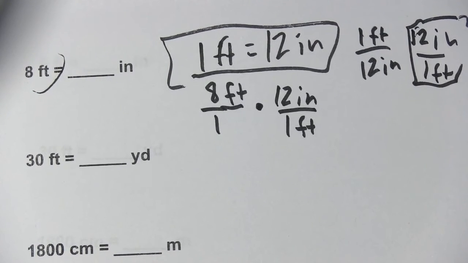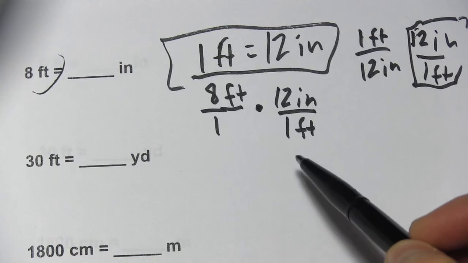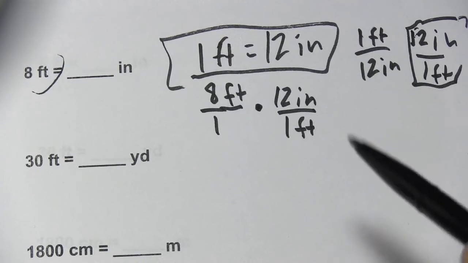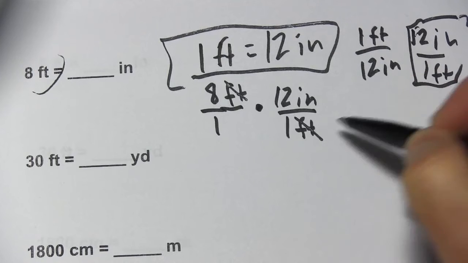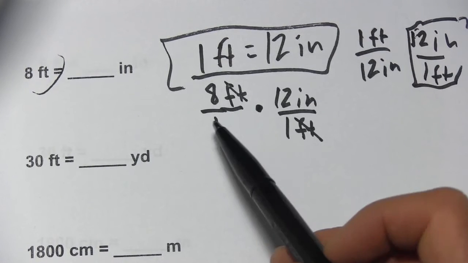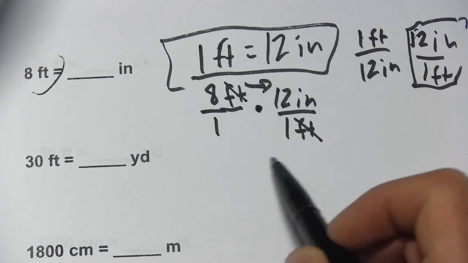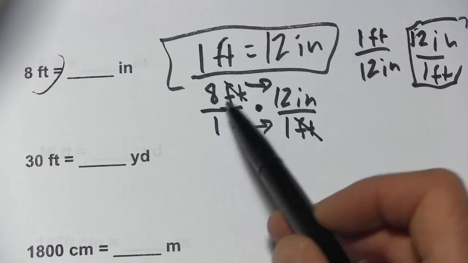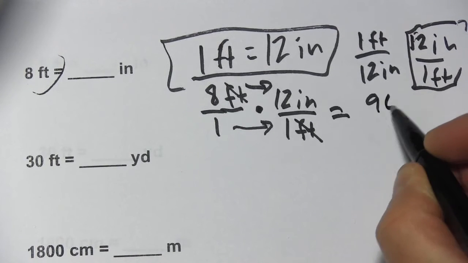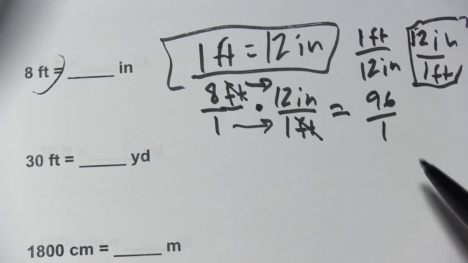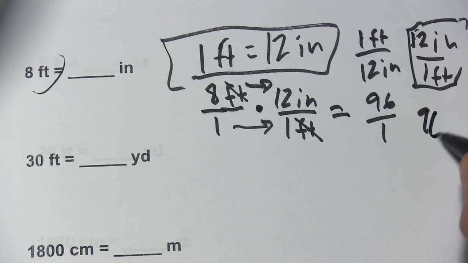The reason we do that, when you have 2 fractions multiplied together, you're allowed to cancel things that are in common on the top and the bottom, including units. So the feet up here, the feet down here, they cancel. And what we're left with is this fraction to multiply. And when you multiply fractions, you multiply across the top and across the bottom. So we get 8 times 12 and 1 times 1. So that's going to be 96 over 1. So there are 96 inches in 8 feet. And that's our answer.